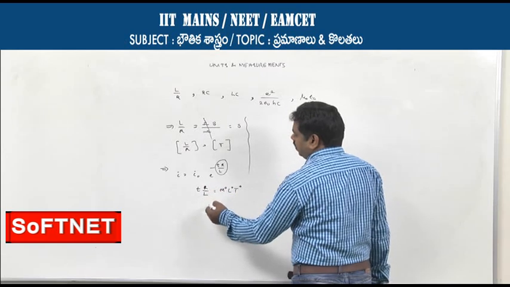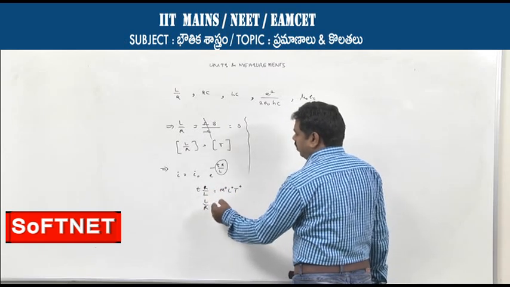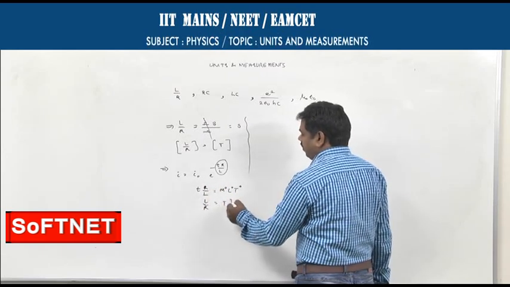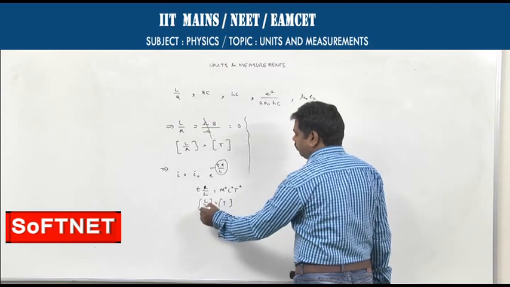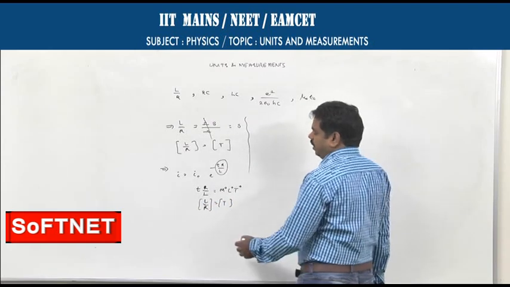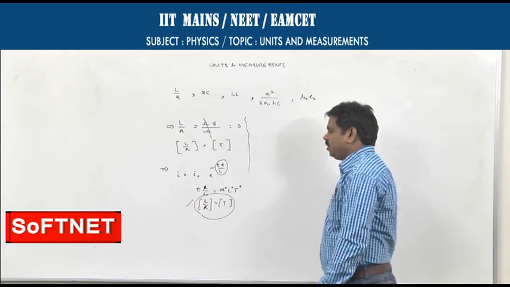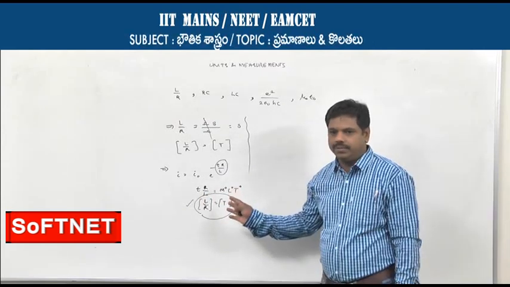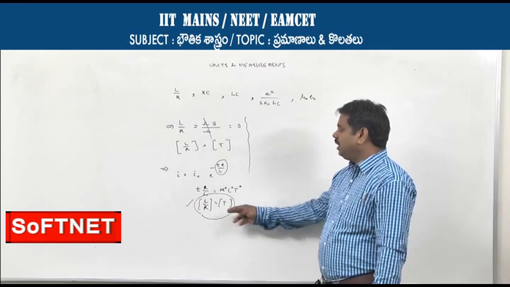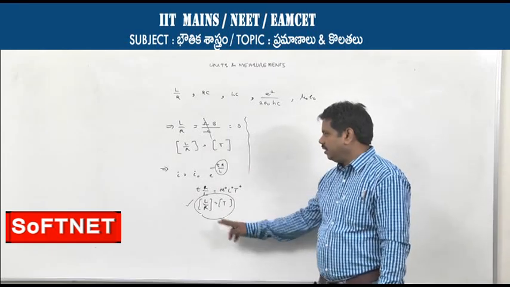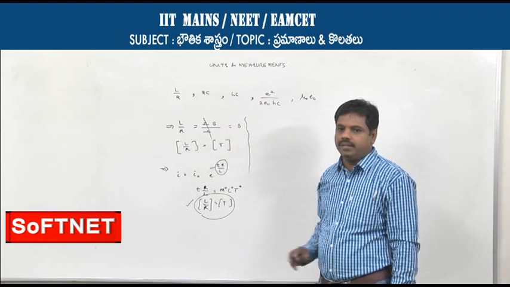Then the dimensional formula of L by R obviously will become T. Moreover, if you recall, this is nothing but the time constant of the LR circuit. So this is the easiest way to represent the dimensional formula of L by R.